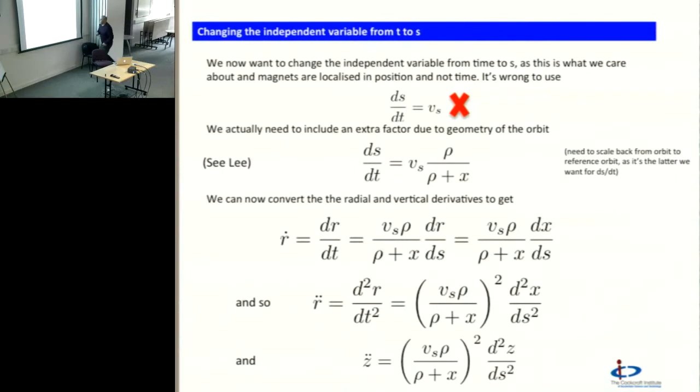But what it means is, if you look at Lee, ds by dt is not v sub s, ds by dt is v sub s times rho over rho plus x. That's the geometrical factor. That doesn't matter too much because I'm interested in the structure of the derivation. So all we have to do is change our derivatives. r dot is dr by dt, so we can just change this into a dx by dt derivative, because r is just rho plus x, and the same goes for r double dot. So we just swap the derivatives over.